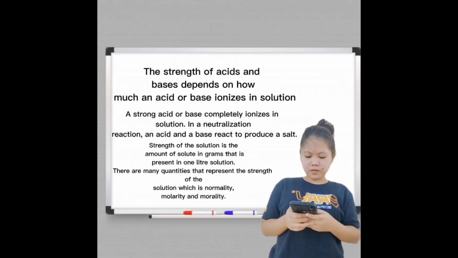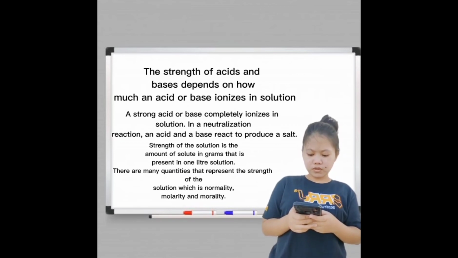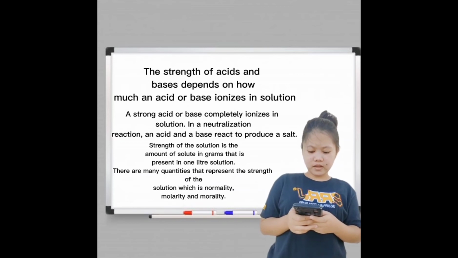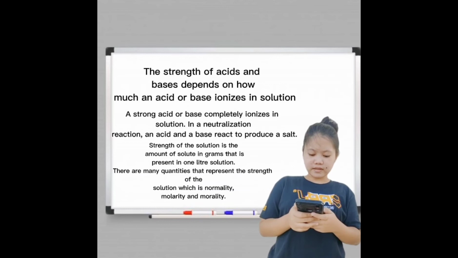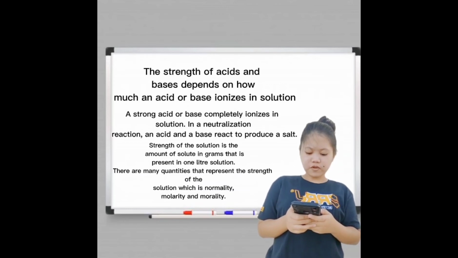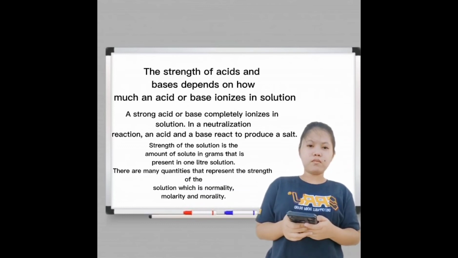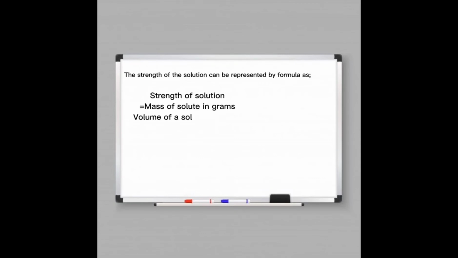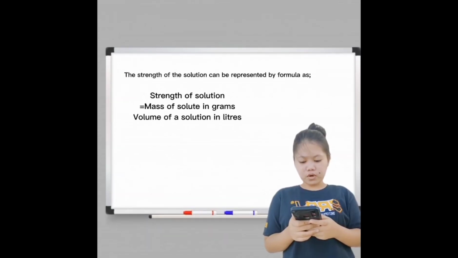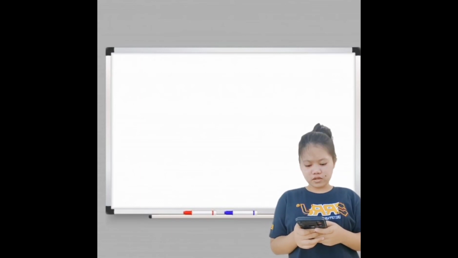Strength of the solution is the amount of solute in grams that is present in 1 liter of solution. There are many quantities that represent the strength of the solution, which are normality, molarity, and molality. The strength of the solution can be represented by the formula: strength of solution equals mass of solute in grams over volume of solution in liters.